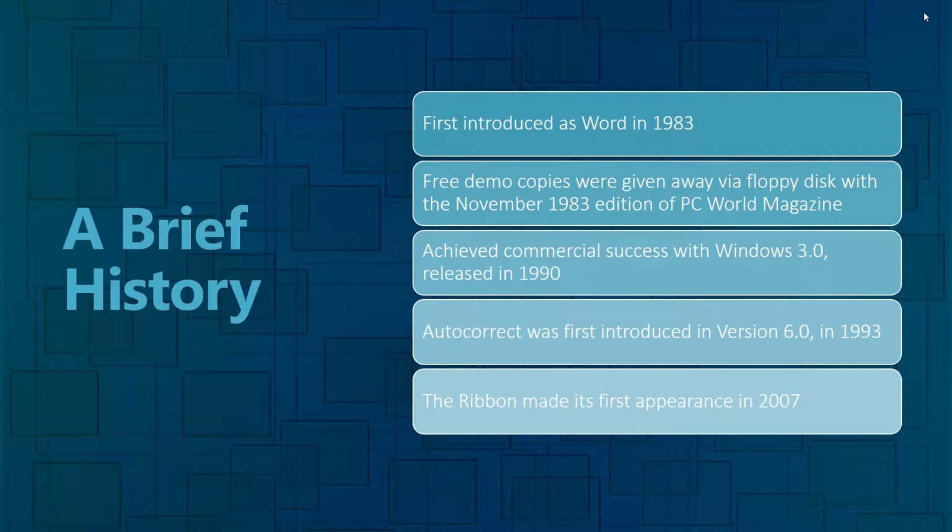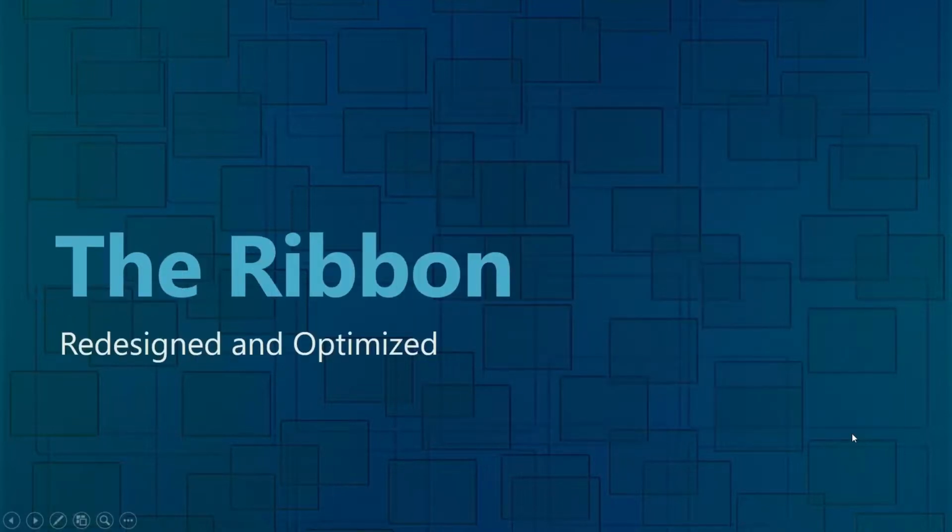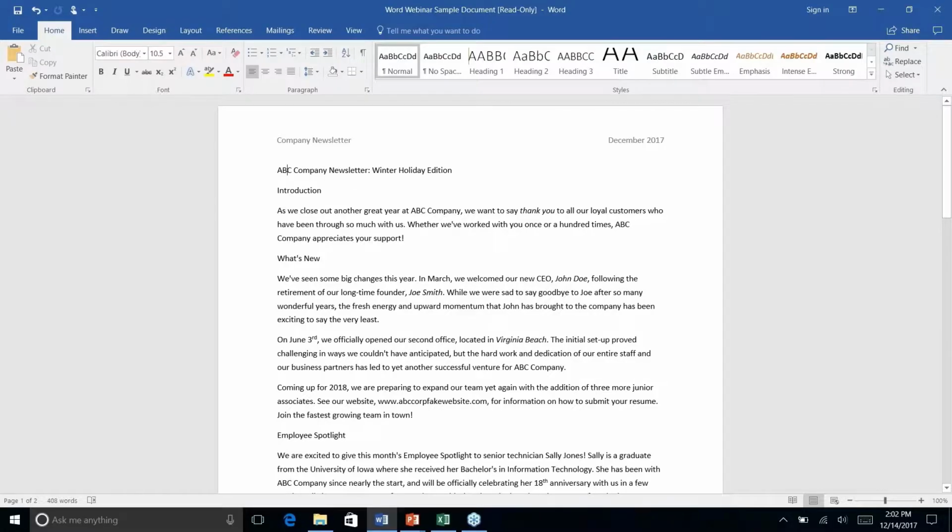And then the ribbon, which was sort of a stylistic revolution for Microsoft Word, first made its appearance in 2007. So we're going to go ahead and start the presentation there with the ribbon. When it was first announced, the ribbon was not super popular. People didn't like the change. They weren't used to the way that it's presented.